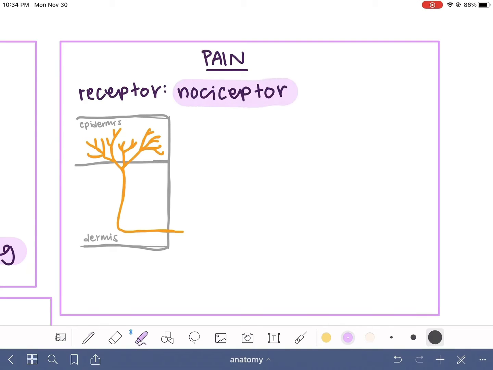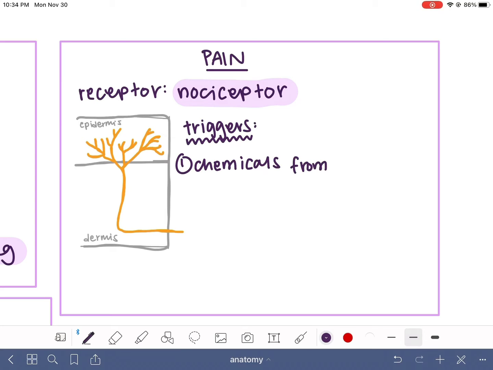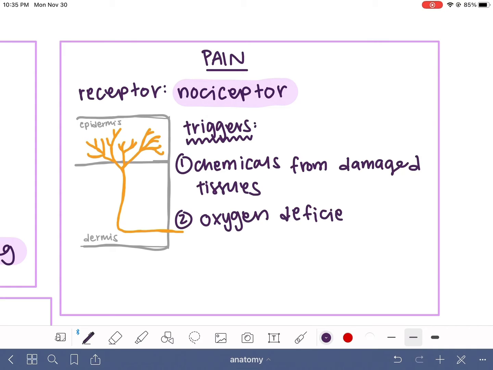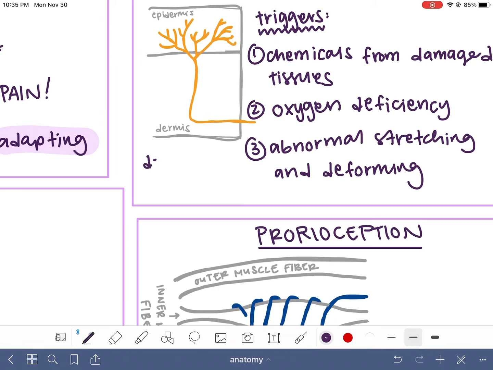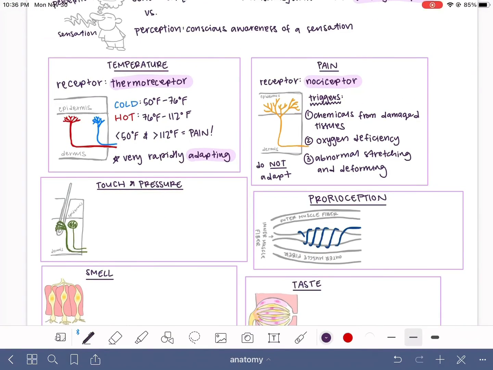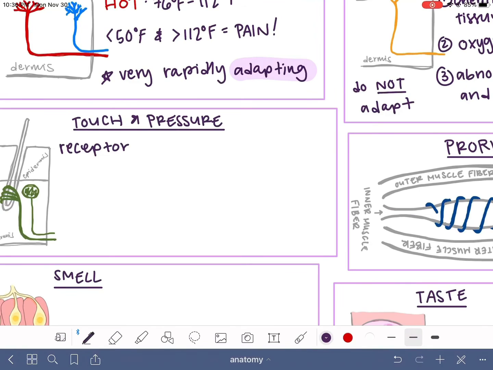Another sense is pain. These receptors are called nociceptors. They have many different triggers. I'm just going to go over a few common ones. One is that chemicals are released when your tissues are damaged. That triggers nociceptors. Two, oxygen deficiency in those tissues can trigger nociceptors. And three, stretching and deformity of those tissues can trigger the nociceptors. An important fact is that pain does not adapt. That pain sense will not adapt.